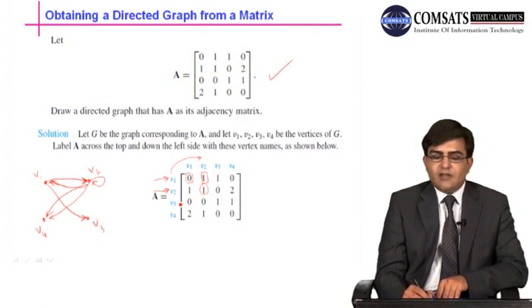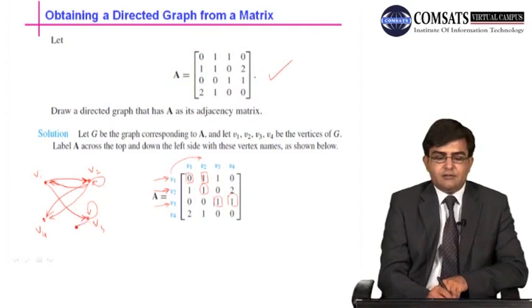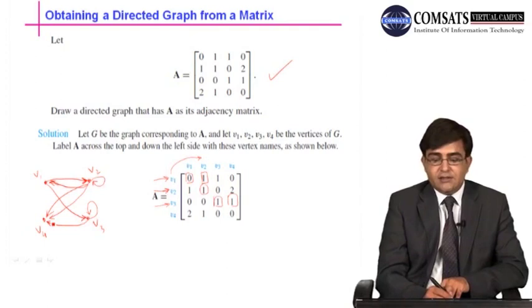Now we come to the third row. From v3 to v1 there is no arrow. From v3 to v2 there is no arrow. From v3 to v3 there is one arrow, so it must be a loop. So we construct our loop here. From v3 to v4 there is one arrow. We draw this arrow.